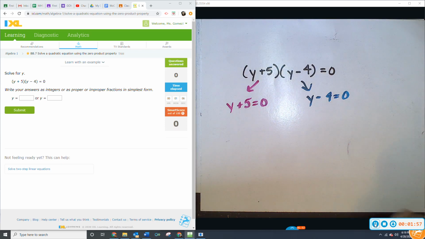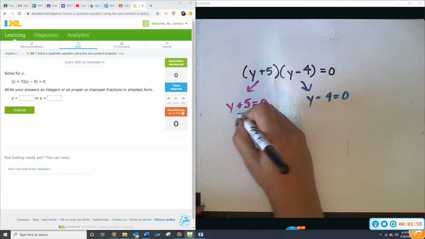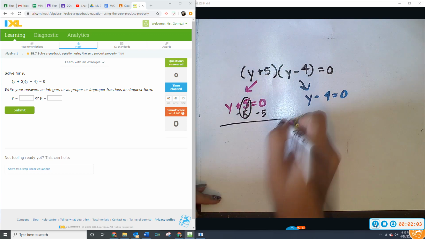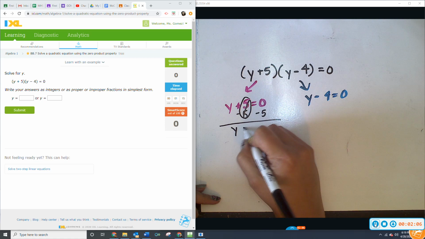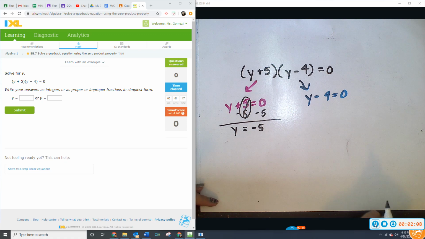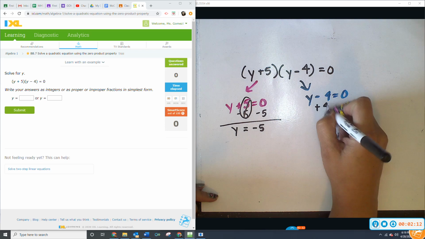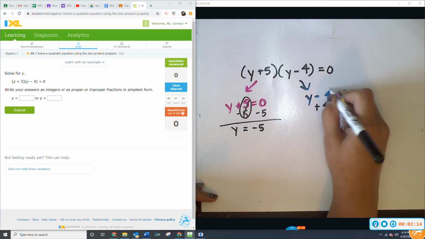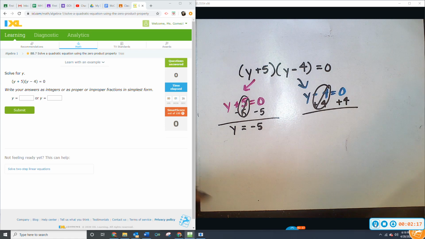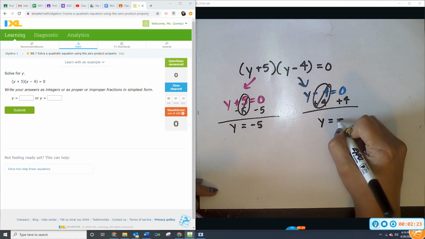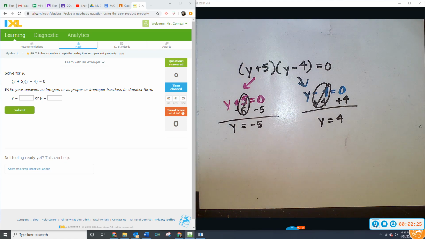Now, we're going to use our inverse operation and subtract 5 from both sides. And y is equal to negative 5. Perfect. And then we're going to do the same thing, use the inverse operation, which is addition, to both sides. That eliminates, I know it's been a long time since you've heard the E word. You know I don't like the C word. Y equals positive 4.